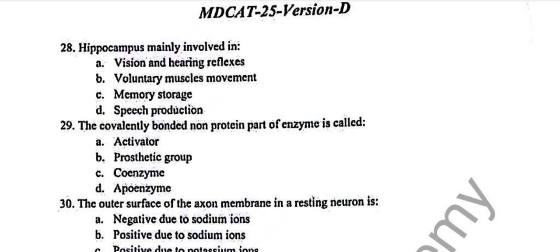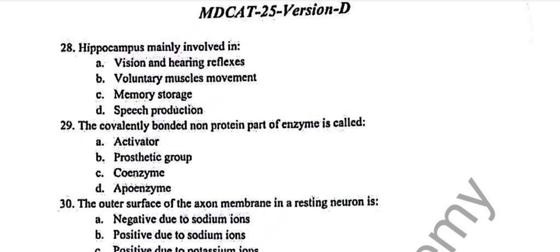Vision and hearing reflexes are controlled by the midbrain. Voluntary muscle movement is controlled by the motor cortex and cerebellum. Speech production is controlled mainly by Broca's area.